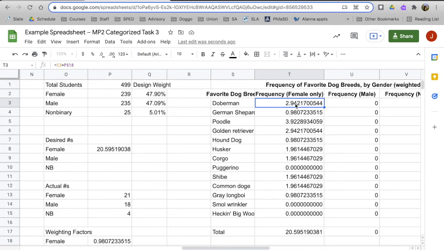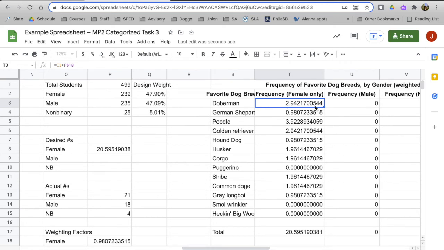However, now that we've finished our calculations, we do want to round these off because it's not really meaningful to say that there were 2.94 whatever female respondents who chose Doberman. There's no such thing as 0.9 of a respondent.